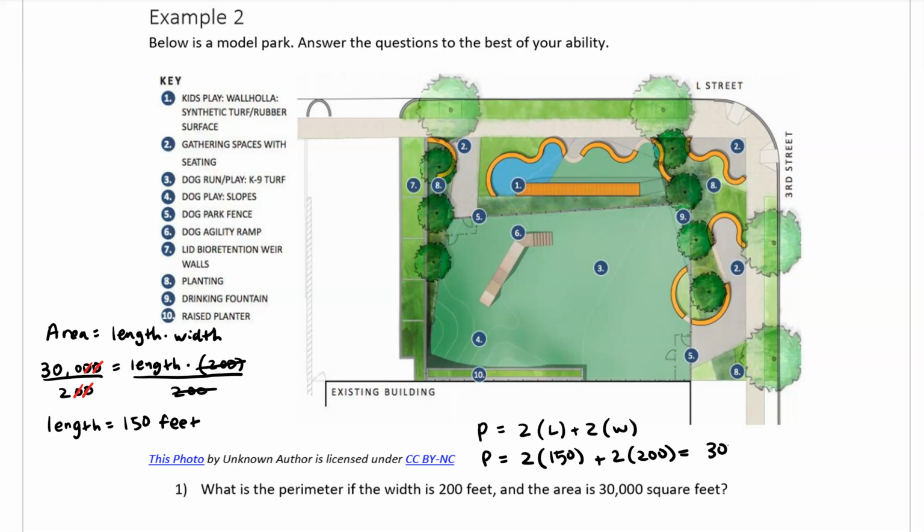So that's equal to 300 plus 400, which is equal to 700 feet. So the perimeter is 700 feet. So that is our answer for number 1.